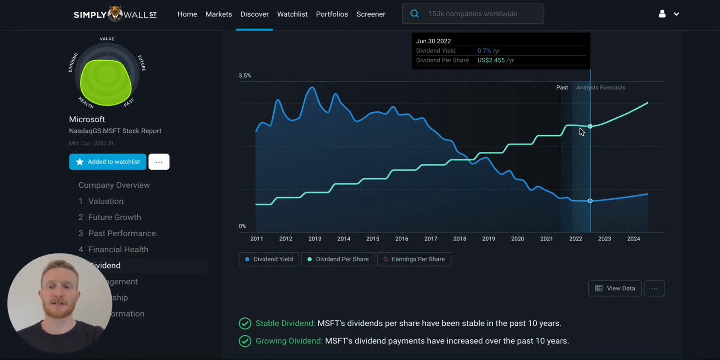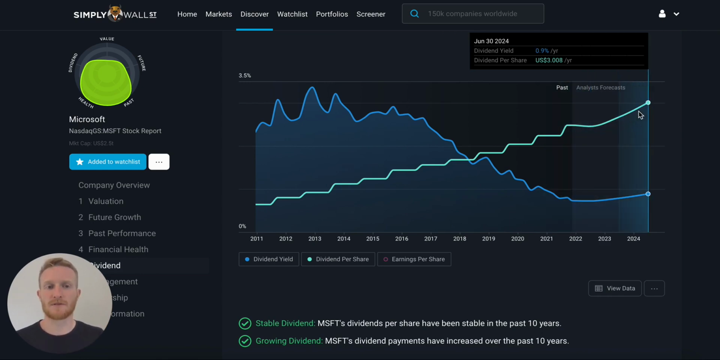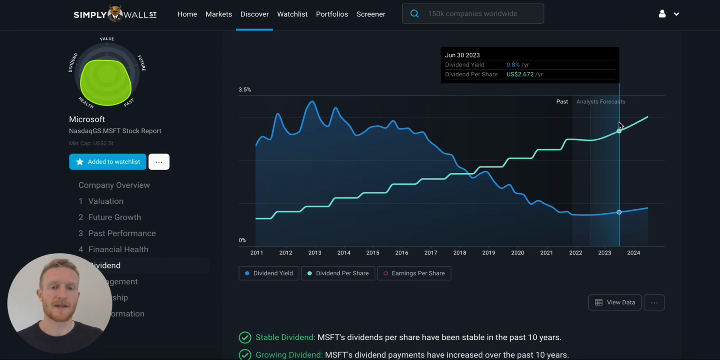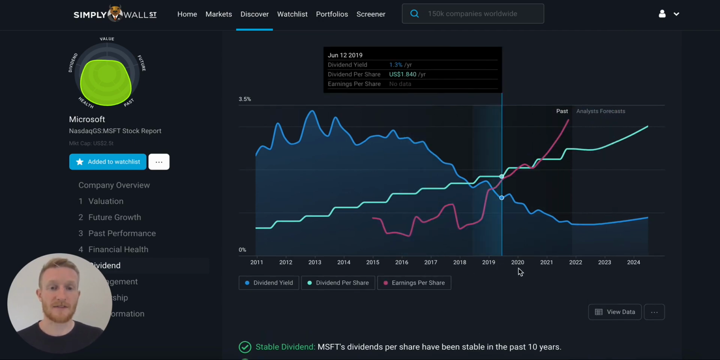And if you relate this back to the future growth section, you can see that they also expected earnings to increase. So this is basically a subsequent sort of increase. Because earnings are expected to increase, they therefore think the dividend is also expected to increase. So that's a good sign if that's what you're looking for here. Now, in terms of analyzing this chart, there's a lot to take away.